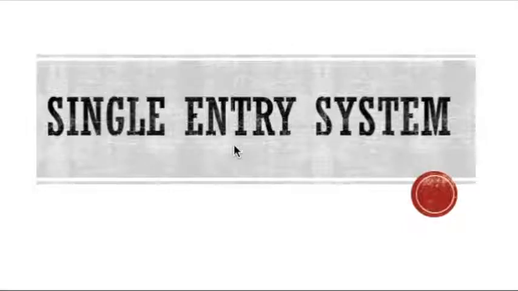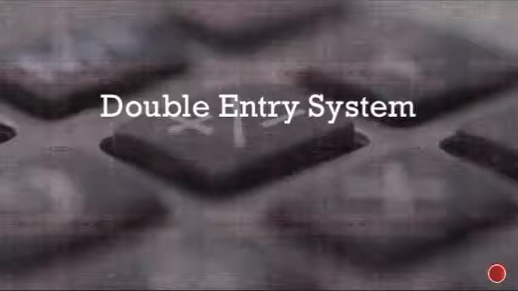Single entry system. So just a bit of background. In our basic accounting, we were taught how to journalize. That's one debit and one credit. For every transaction, there should be at least one debit and one credit. So for each transaction, there are two accounts which are affected. So this is what we call a double entry system.